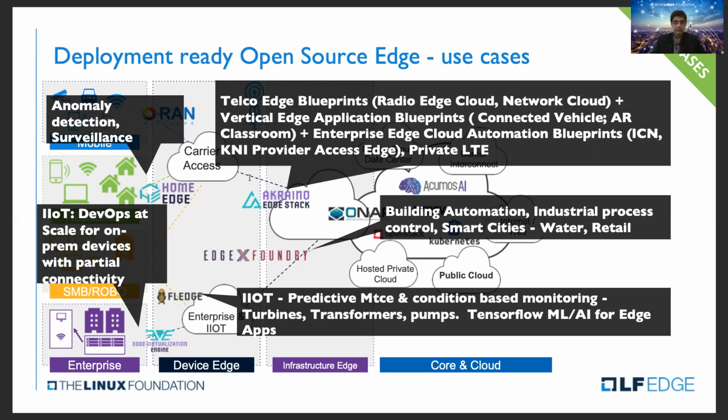And then finally, EdgeX Foundry, which is one of the most sought after projects with over 6 million downloads, obviously focuses on building automation, industrial process control, smart cities, retail, etc. So a wide variety of use cases are being addressed. Blueprints are being created to solve these use cases in a very specific configuration, hardware and software that are tested in the open so that you can actually go from projects to production very, very quickly.